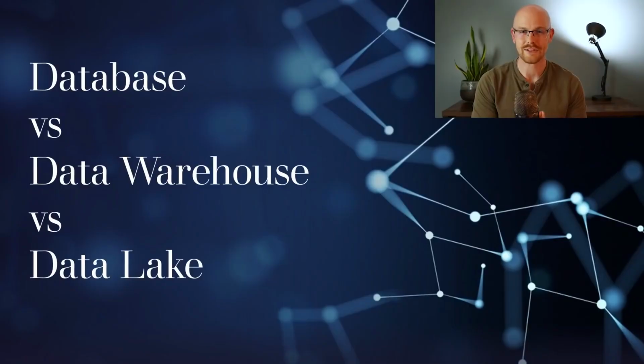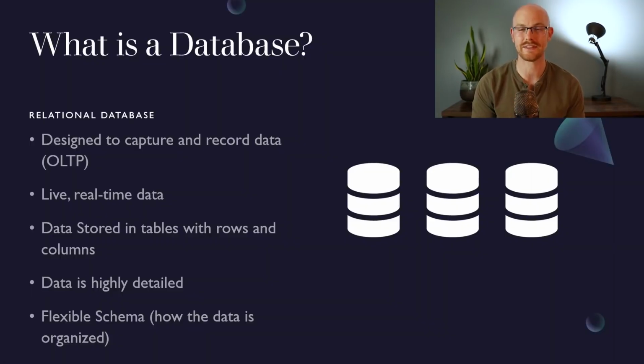All right, so we're gonna be taking a look at a database, a data warehouse, and a data lake, but let's start with a database. Now, when someone says a database, typically they're referring to a relational database. A relational database can capture and store data via an OLTP process, which stands for online transactional process. So when a company completes a transaction and sells an item, it'll record that within a database. And that data has the ability to be live real-time data.